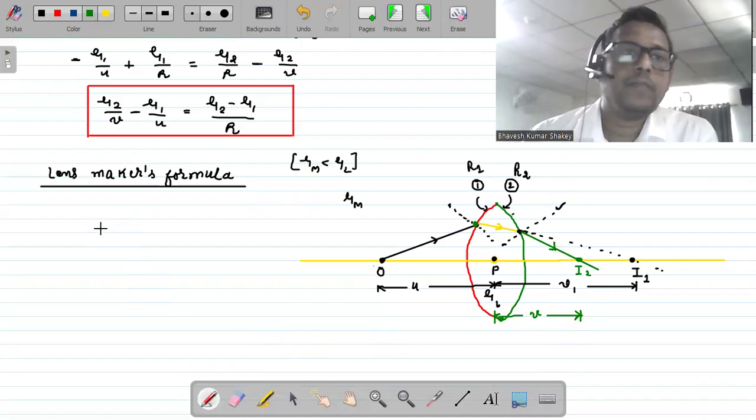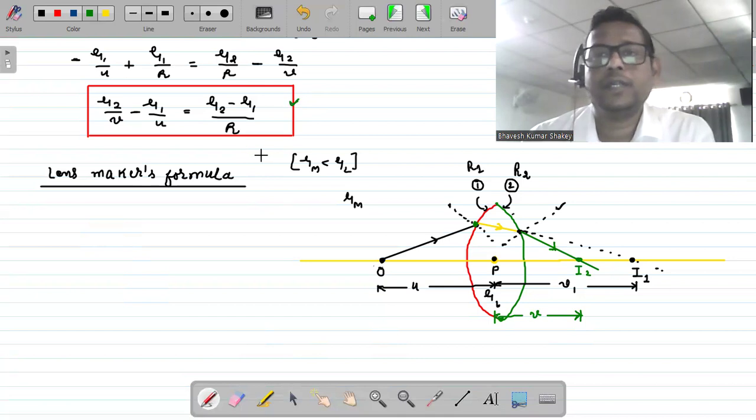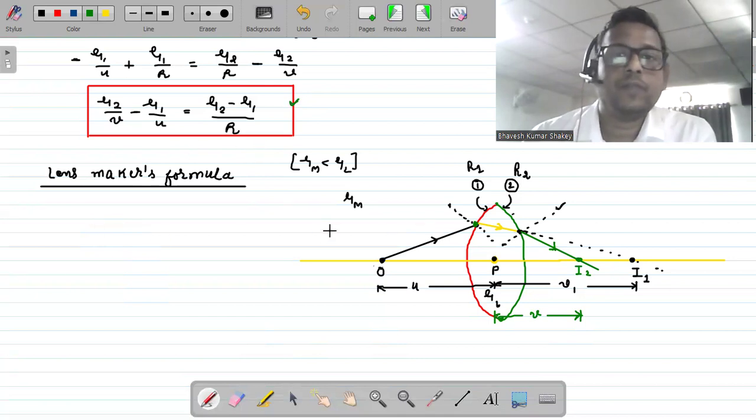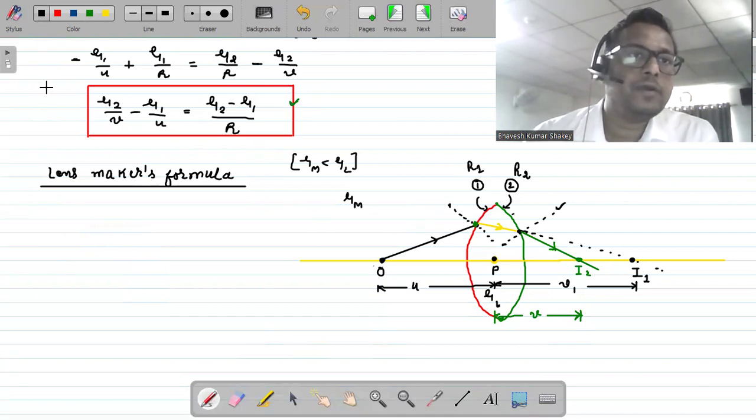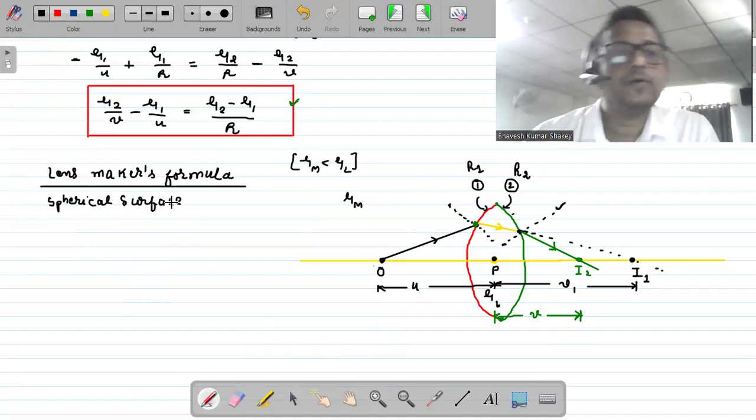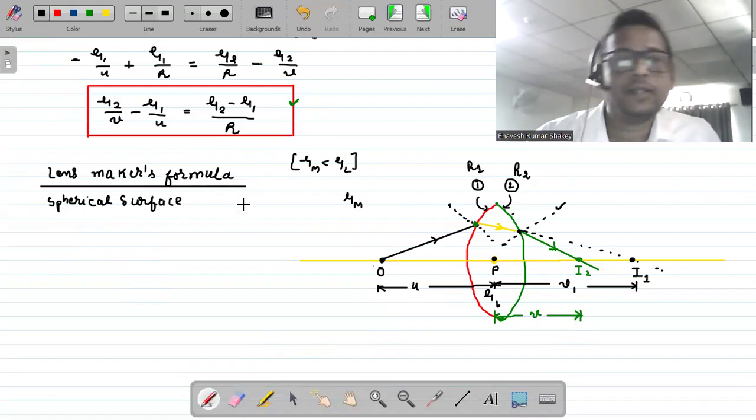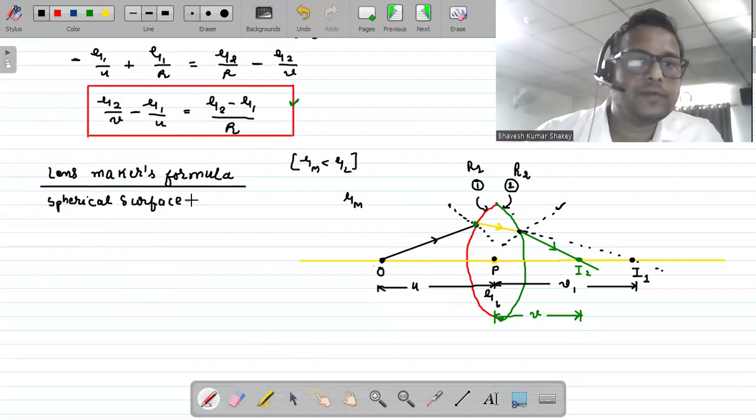So now apply the formula for refraction through a spherical surface. We already studied it in the last lecture. So let's apply these formulas for spherical surface 1.